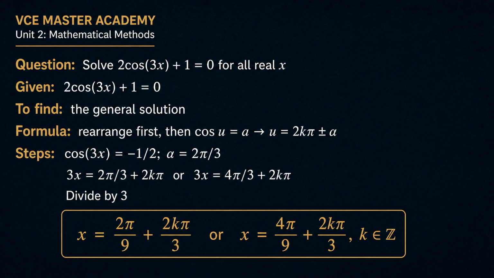Where did 4 pi over 3 come from? It is minus 2 pi over 3 plus 1 full turn. Same family. Friendlier starting point. Now solve for x. Divide everything by 3. x equals 2 pi over 9 plus 2k pi over 3, or x equals 4 pi over 9 plus 2k pi over 3. k is any integer. Notice the step size. It shrank to 2 pi over 3. The 3 inside squeezed the whole pattern.